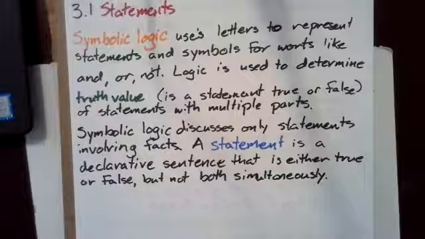In this video, we are going to examine statements. Symbolic logic uses letters to represent statements and symbols for words like and, or, not. Logic is used to determine truth value. Is a statement true or false, of statements with multiple parts? Symbolic logic discusses only statements involving facts. A statement is a declarative sentence that is either true or false, but not both simultaneously.